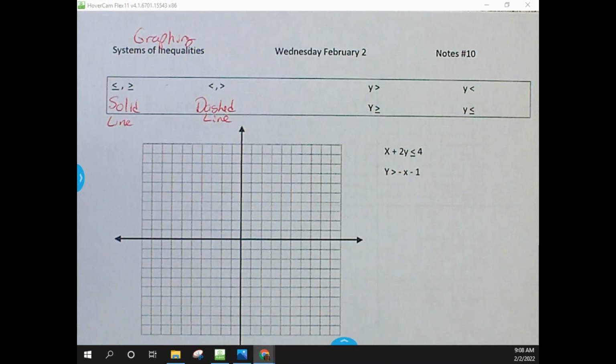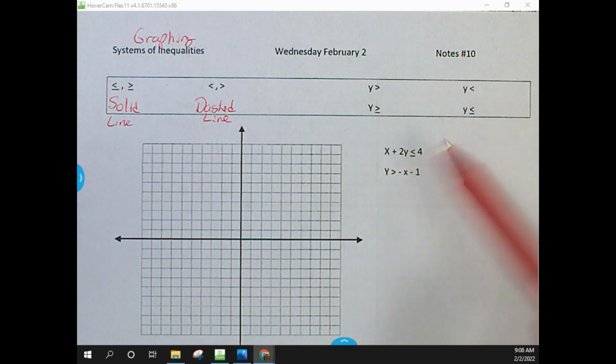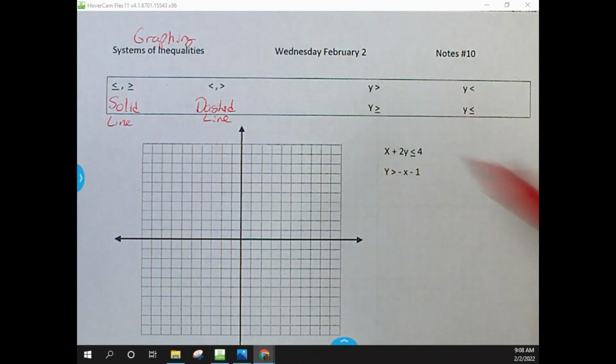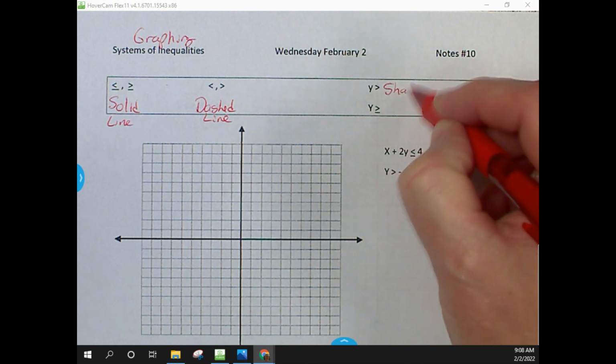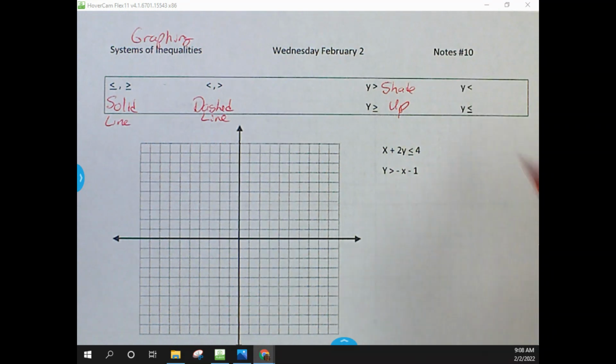And so the first thing we're gonna do is we're gonna draw the lines. After we draw the lines, this is where we get to shade based on whether it's y less than or y greater than. If it's y greater than or y greater than or equal to, if it's either one of these two, this is where we're gonna shade up. And if it's y less than or y less than or equal to, we're gonna shade down.